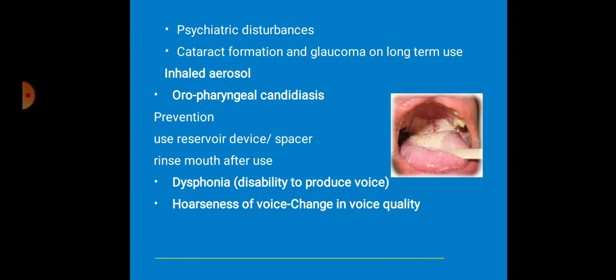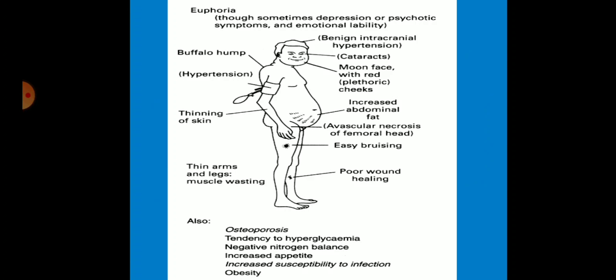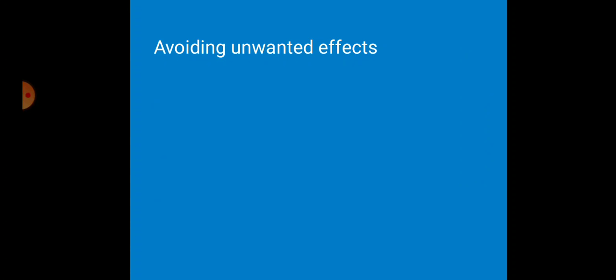This is what is usually seen after the chronic administration of corticosteroids. This is what is called Cushing's habitus. Only for your reference. How to avoid these unwanted effects?